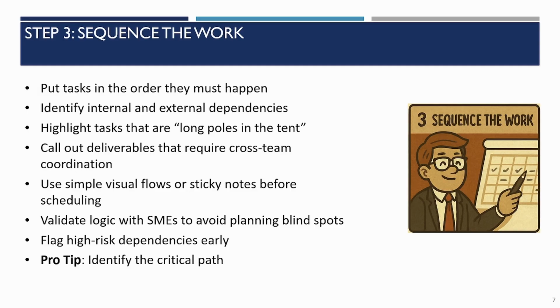And it's important to understand the tasks that are the long poles in the tent, those things that take the longest amount of time, because generally those are the ones that have the biggest risk of impacting your ultimate schedule. There's deliverables that require a lot of different team members, and you want to call those out because those are the interdependencies that you need to manage along the project. I like using a simple visual flow or PowerPoint or sticky notes, just to inventory all the things that need to happen. You're validating that with your subject matter experts and flagging high risk dependencies.